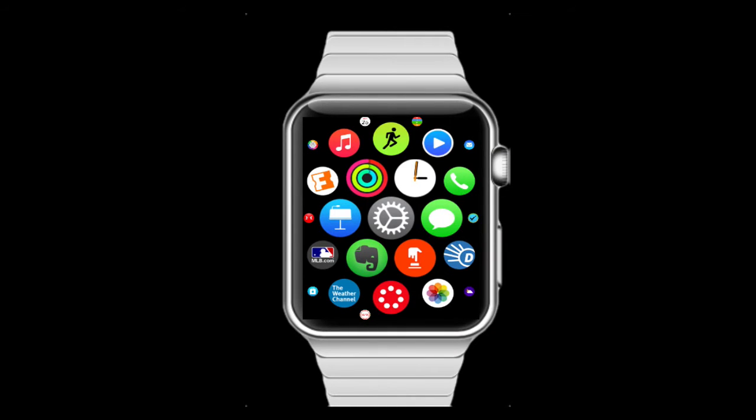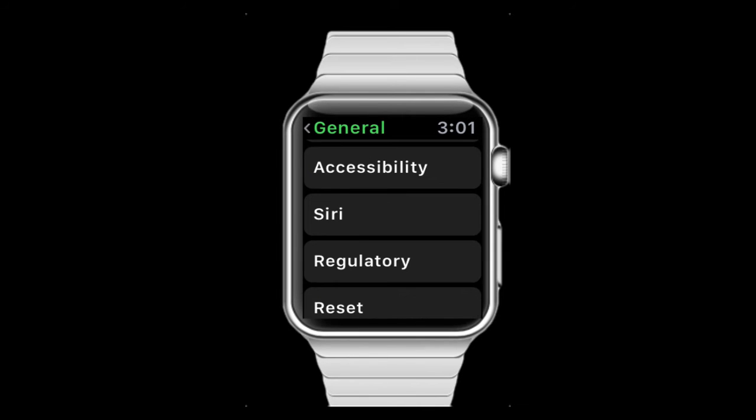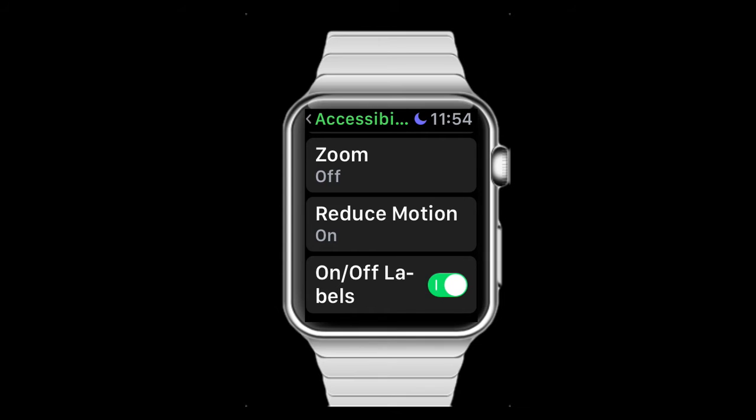In addition to Zoom and VoiceOver, there are a number of other accessibility features that are built into Apple Watch. You'll access these features by going to Settings, then choosing General, then Accessibility. And the first one that I'm going to look at here is Reduce Motion.